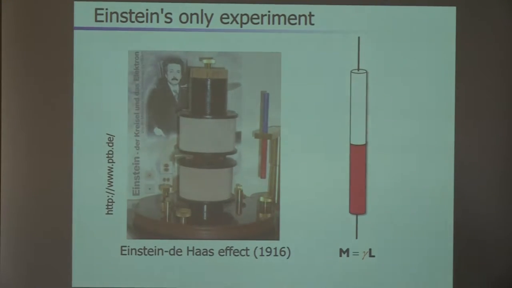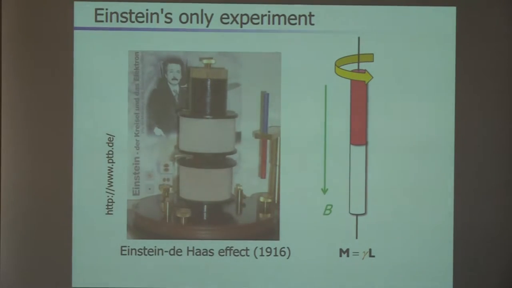This is also called Einstein's only experiment. It consisted of a suspended ferromagnetic bar, which is subject to a varying magnetic field. So if it is magnetized in this way, and we apply a magnetic field in the opposite direction, we will change the polarization of the ferromagnet. And Einstein and de Haas observed that there is a torque on this magnet, and it will start to rotate.